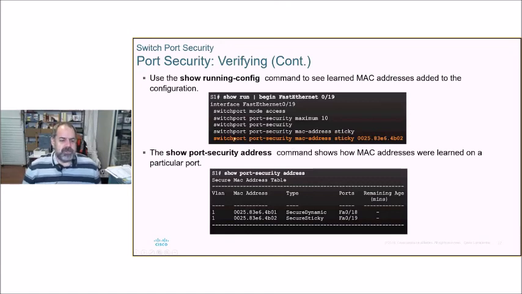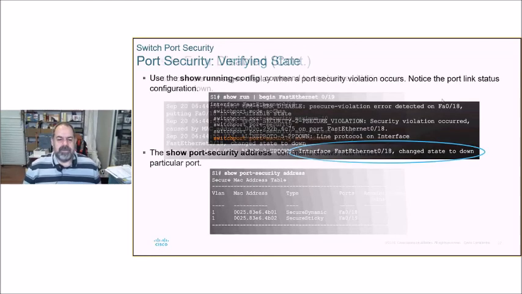Now, show port-security address. Basically here it shows you what MAC addresses have been learnt on what ports, and they all belong to VLAN 1, and there's a secure dynamic and a secure sticky here. So yeah, very nice.